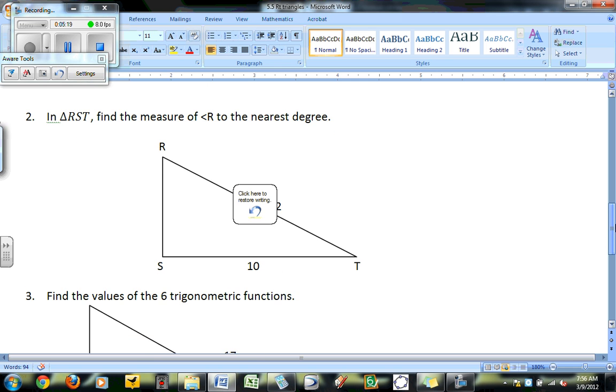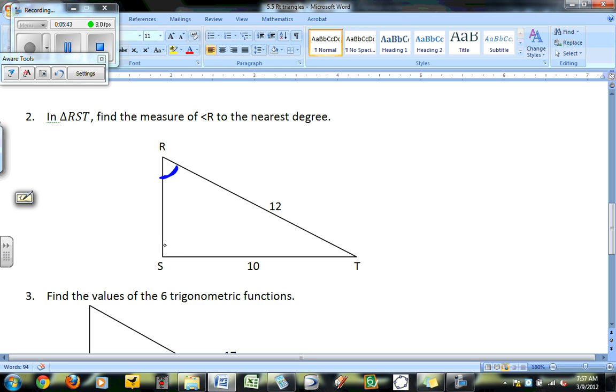Okay, so now it says in RST, find the measure of R to the nearest degree. So now we're going to go through how we can solve for an angle. The last triangle, we basically just solved for one angle, which is really easy, and then we solved for two sides. Well, now we're going to solve for one angle given two sides. So we want to find this measure R, okay?